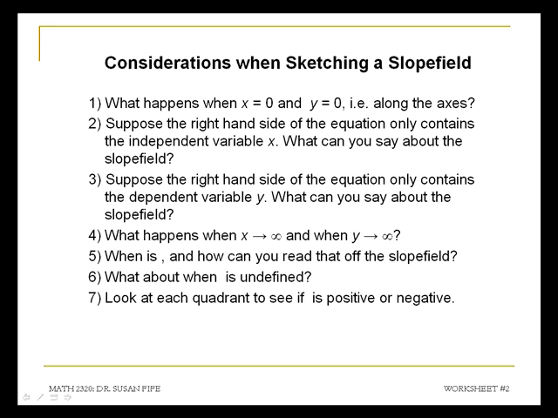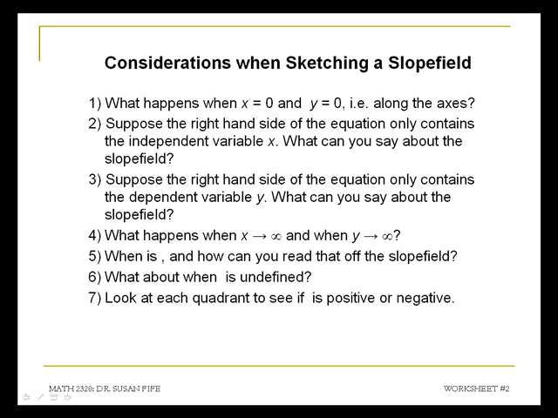It tells you where the slope is 0, where the derivative is 0. It tells you where the slope is positive, and where the slope is negative. So when you're sketching a slope field, probably the most important points are the critical points, the points where the slope is equal to 0, and that's what we're going to look for first.